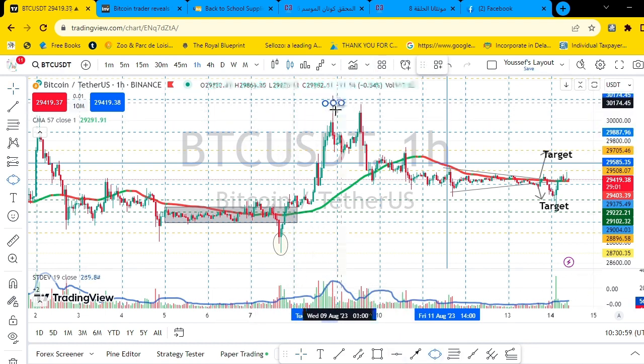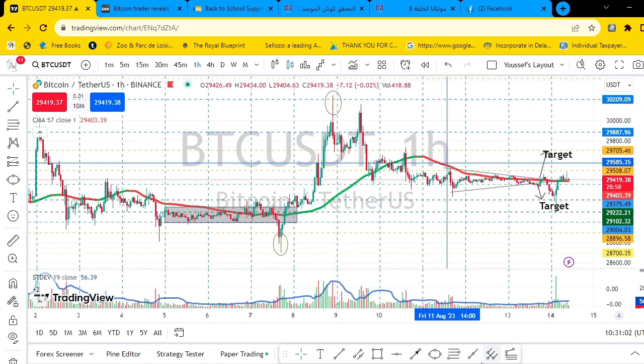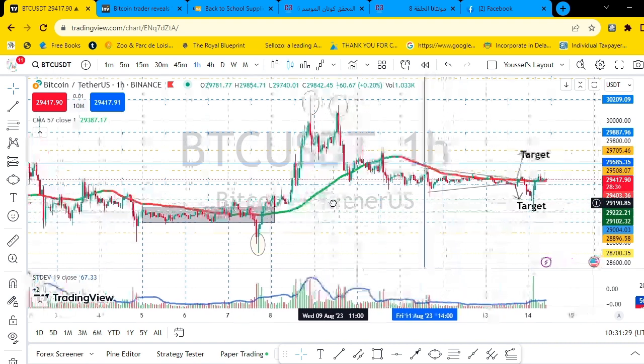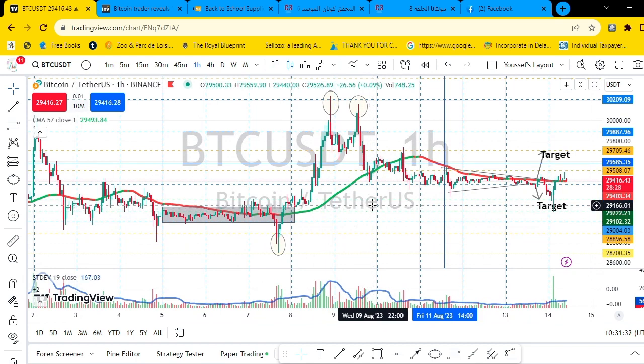When the price hit this level, it made a double top and then started going down. As you can see, this indicator is the 57 moving average. This moving average is really powerful and solid. It gives you a clear direction of what the market is going to do.